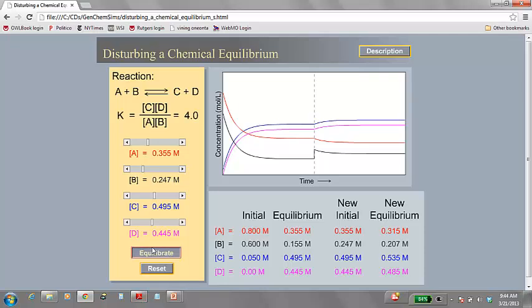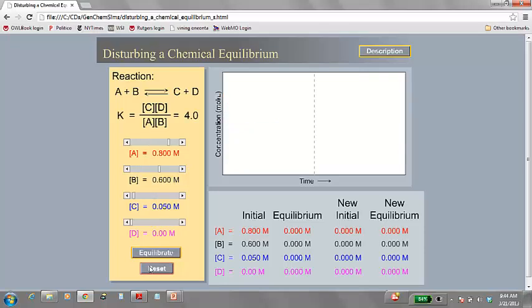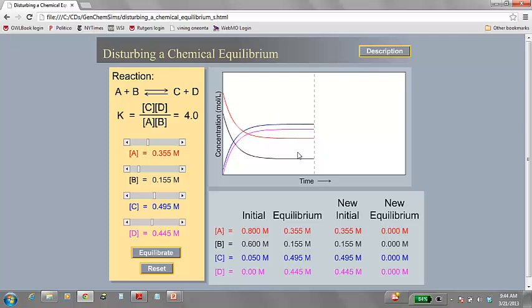Let's do one more of these. Let's come to equilibrium. Oh, let's reset. Let's come to equilibrium first. And now, instead of adding B, let's remove B. Let's make B go away. Not all the way to 0. Yeah, let's go to 0. So we've removed all of our B.